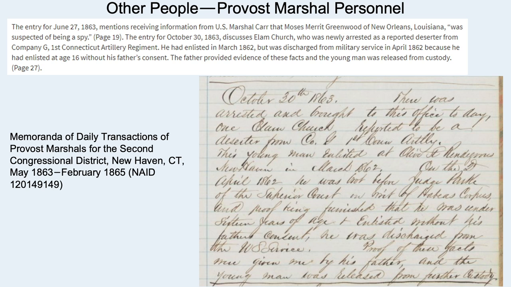On the 2nd of April 1862, he was brought before Judge Park of the Superior Court on writ of habeas corpus, and proof being furnished that he was under 16 years of age and enlisted without his father's consent, which he needed, he was discharged from the U.S. service. Proof of these facts were given me by his father, and the young man was released from further custody. What a wonderful gem that is, and if you were interested in Elam Church or his father, you would be delighted to find that and would probably find it nowhere else.